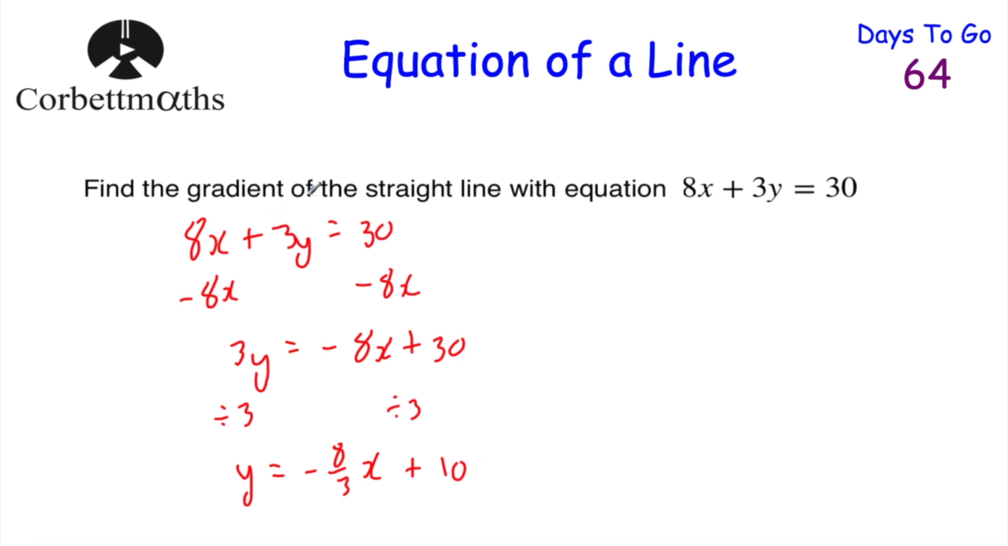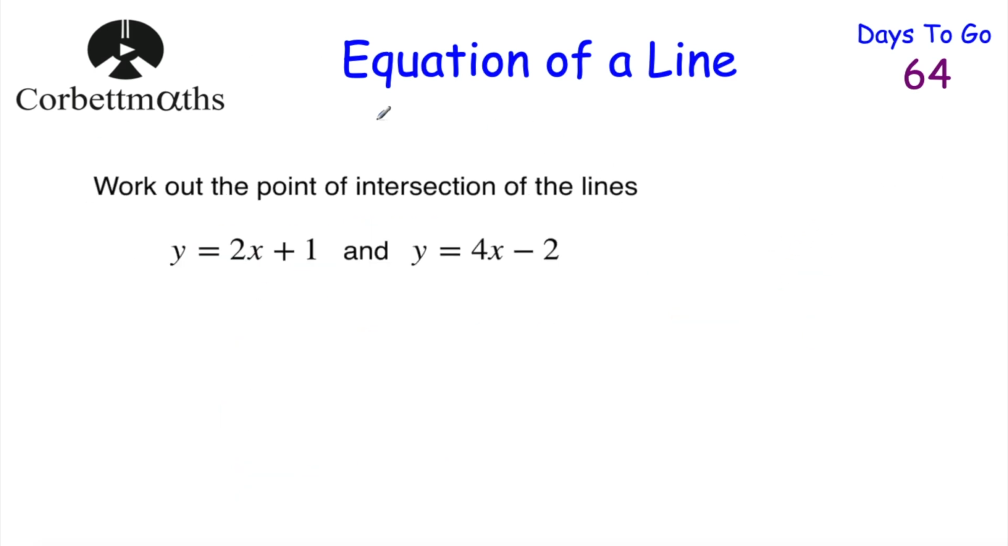Now we want to find its gradient, so the gradient of this line, m, would be equal to minus 8 thirds. And that's it. And if you're asked to find where it crossed the y-axis, it'll be the point (0, 10), or the y-intercept is 10. And that's it. So the gradient of this line is minus 8 thirds, found by just rearranging it, and if you got that, well done.